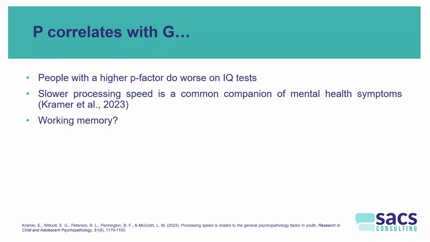The other thing that we know is that P correlates with G. Well, what do we mean by that? P is the psychopathology factor that we've been mentioning in this video. G is general mental ability, how smart somebody is. And what we know is that the smarter somebody is, the less likely they are to have this psychopathology factor.